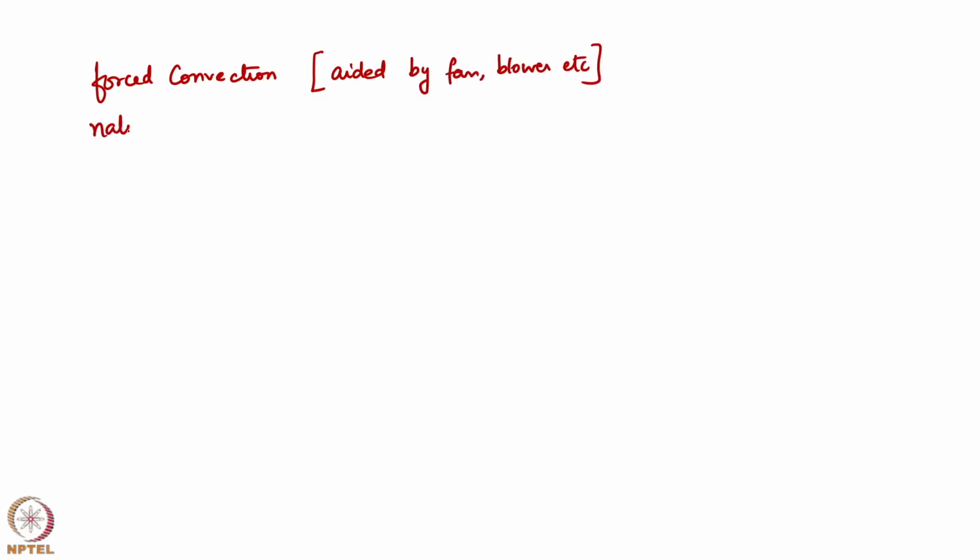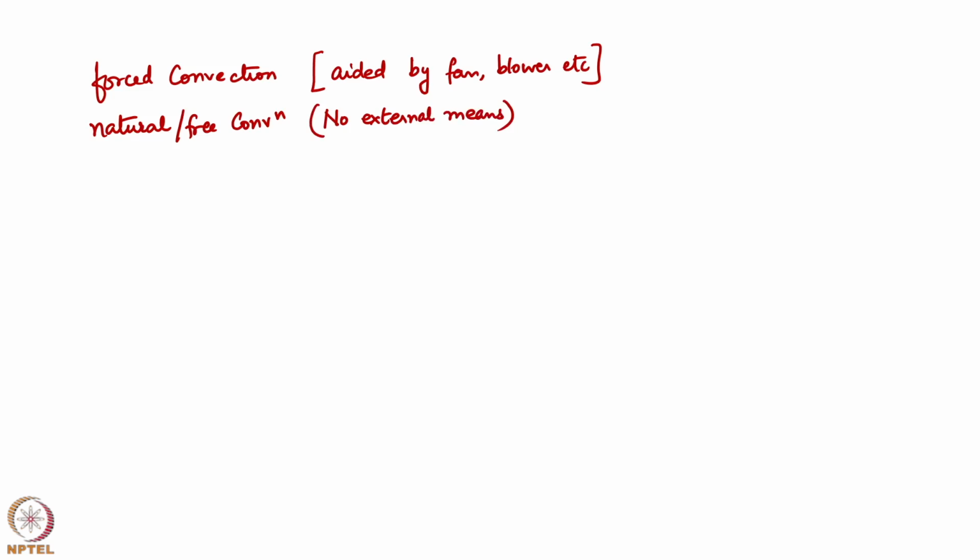Natural convection or free convection is where we do not have any external means to aid the flow. For example, no external means. You just leave a cup of coffee to cool on its own. It will take a very long time to cool, but it will cool.